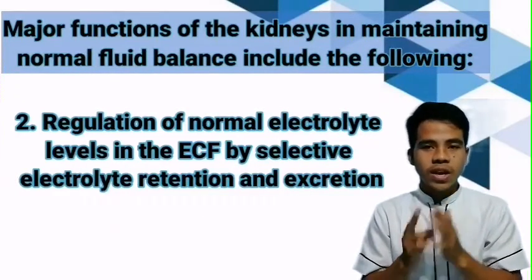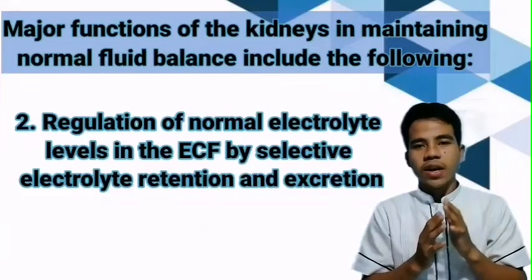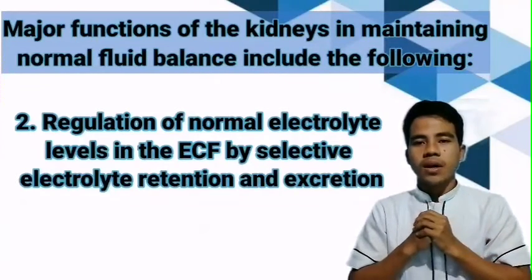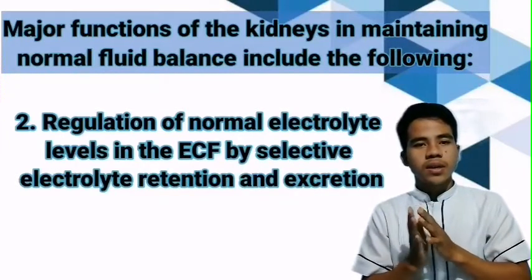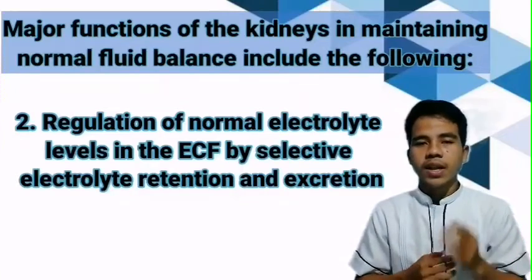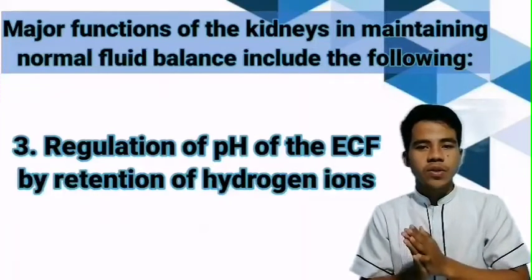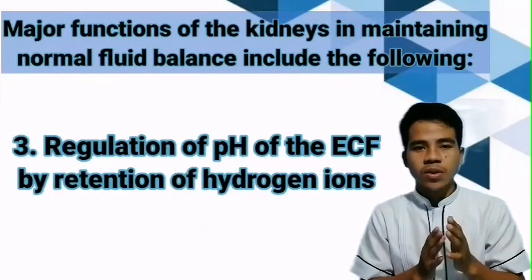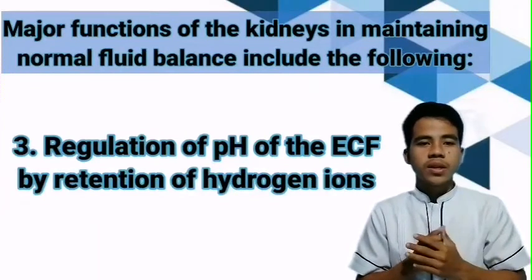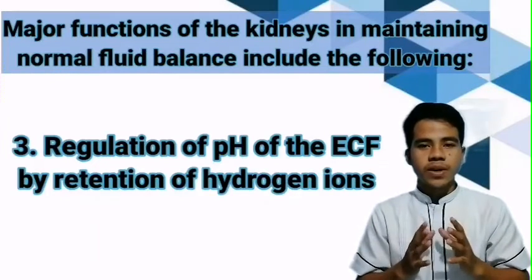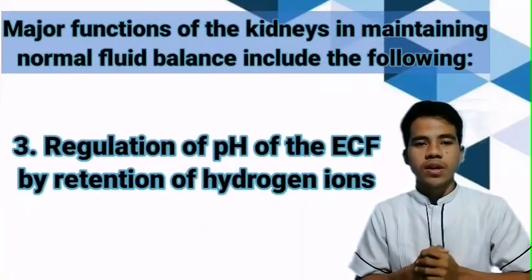normal electrolyte levels in the ECF by selective electrolyte retention and excretion. So the kidney also has a role in regulation of the normal electrolytes. Then the third one is regulation of pH of the ECF by retention of hydrogen ions. So the kidney also has the role of regulating the pH of the ECF, the extracellular fluids, and also retention of the hydrogen ions.